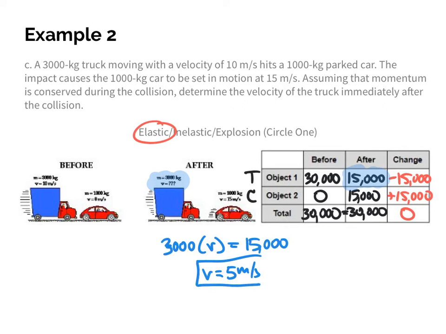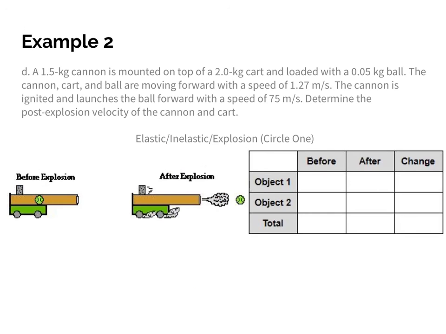So the truck is going to lose about 5 meters per second of speed while the car is going to gain 15. And again, that difference in speed is going to be because of the mass. So this would be an example of an elastic collision. They solved a little bit differently, but again, using our table to understand how we're solving. Okay, this will be our last example.